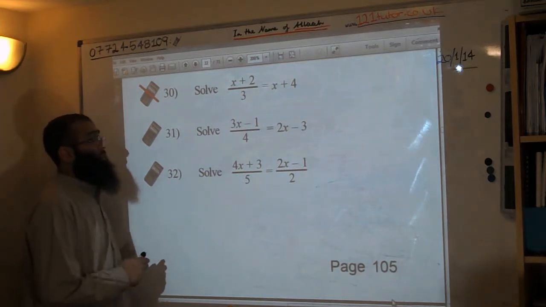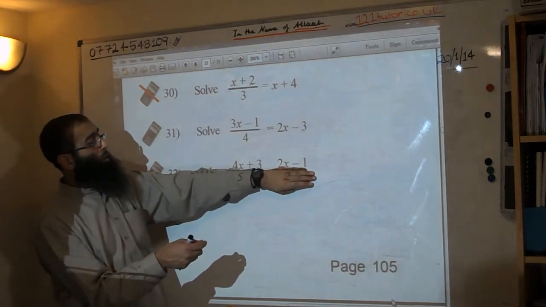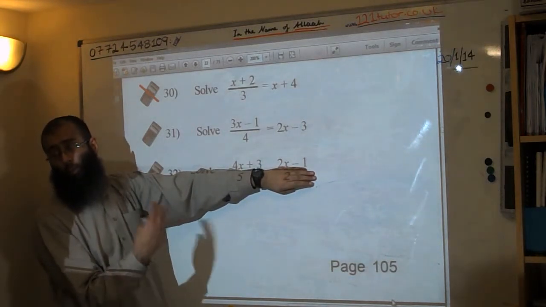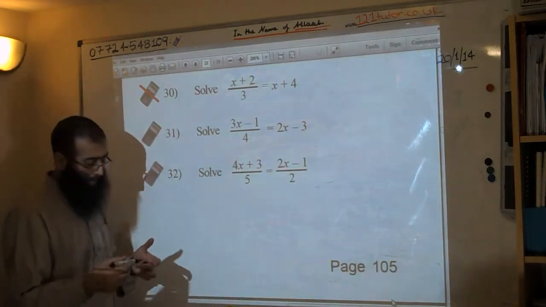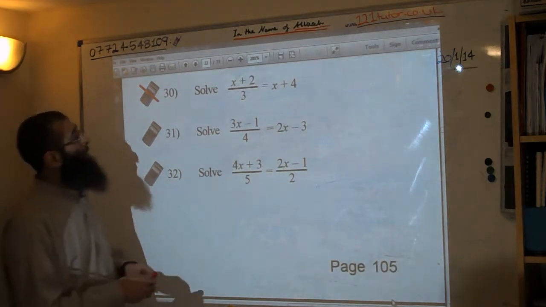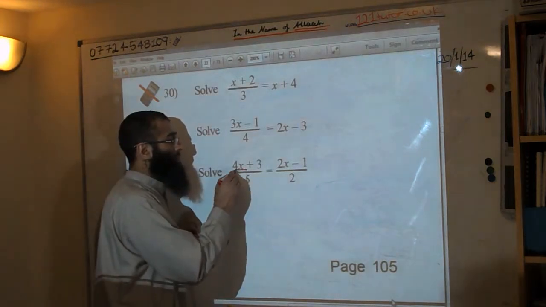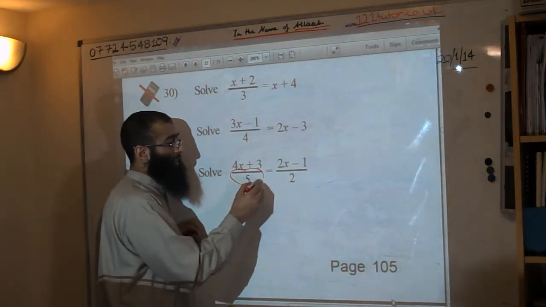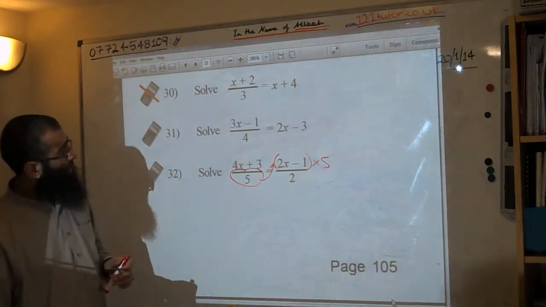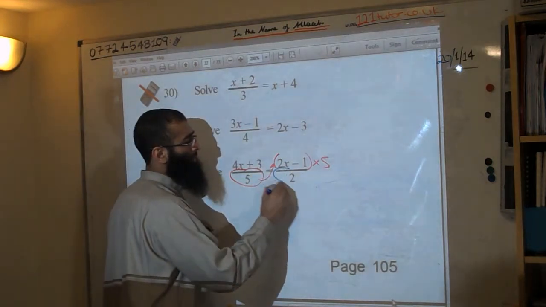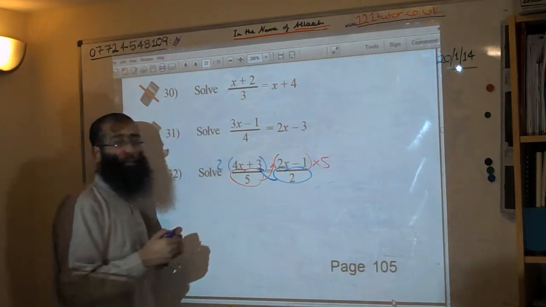Okay, here we go. If you ignore the divide by 5 here and the divide by 2 here, what we have is just a normal double-sided linear equation. The extra part is the two denominators. As we looked at in the previous question, to remove the denominators we use the opposite: times by 5 on that side, and the opposite of divide by 2 is times by 2 on that side.